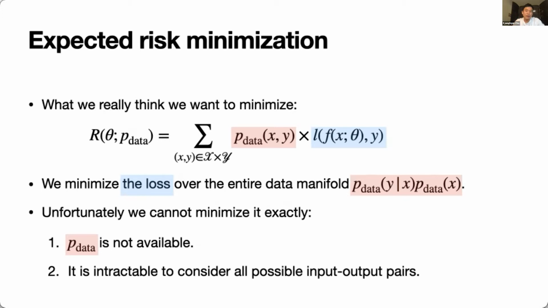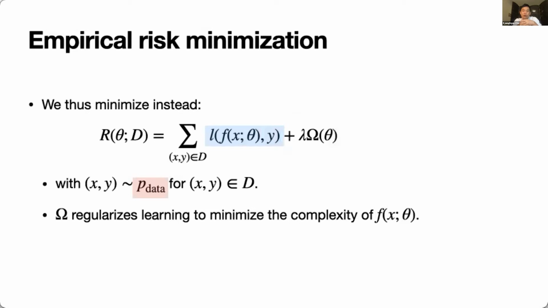Unfortunately, we cannot really minimize it directly because, first of all, we don't have access to this true data distribution. And even if we did, it's not going to be tractable to consider all possible input-output pairs. So instead, we rely on empirical risk minimization, where instead of considering all possible input-output pairs, we're going to consider only a finite number of input-output pairs that are provided as part of what we call the training data. In this training data, all these examples, the input-output pairs, are assumed to have been sampled from the true data distribution. And we often have the regularizer, written as omega in this slide, that minimizes the complexity of this function f, or the classifier f, that we're trying to train here.